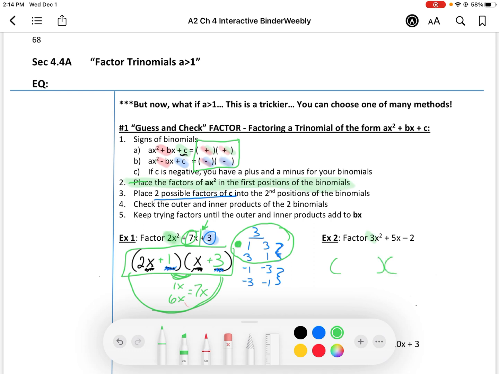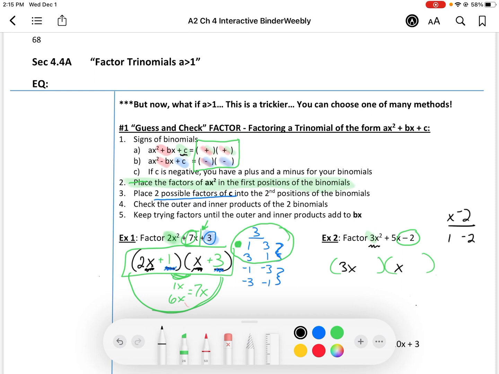Now for number 2, it's going to get a little messier because we're trying to multiply to a negative here. So that means we're going to have one plus and one minus. But let's get there in a second. Let's first start with the 3x squared. That's going to be a 3x times an x, or an x times a 3x. But I'm going to leave it this way. Now I'm going to think about ways to multiply to negative 2.